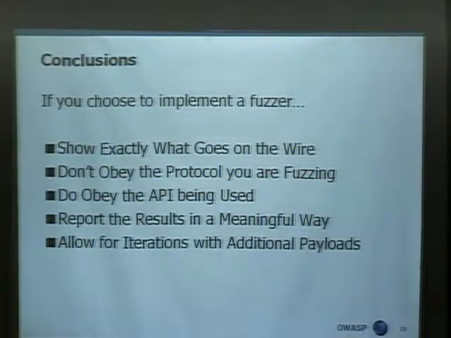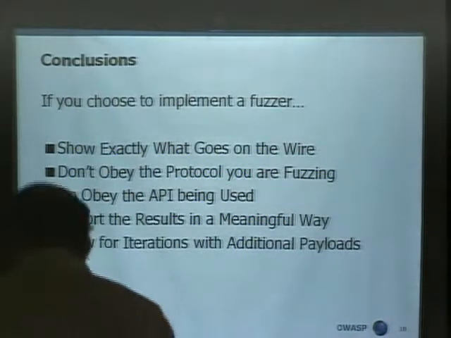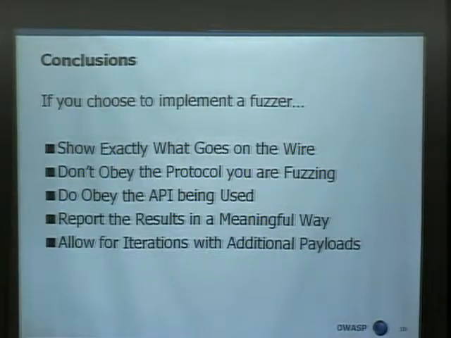Don't obey the protocol that you're fuzzing. Instead, obey the APIs which are being used. Otherwise, you won't be able to reach the protocol. And report the results in a meaningful way. There's a lot of work to be done in our industry in that particular area, especially around metrics. And do allow for iterations around this whole process of fuzzing, addition and subtraction of payloads, changing the values, etc.